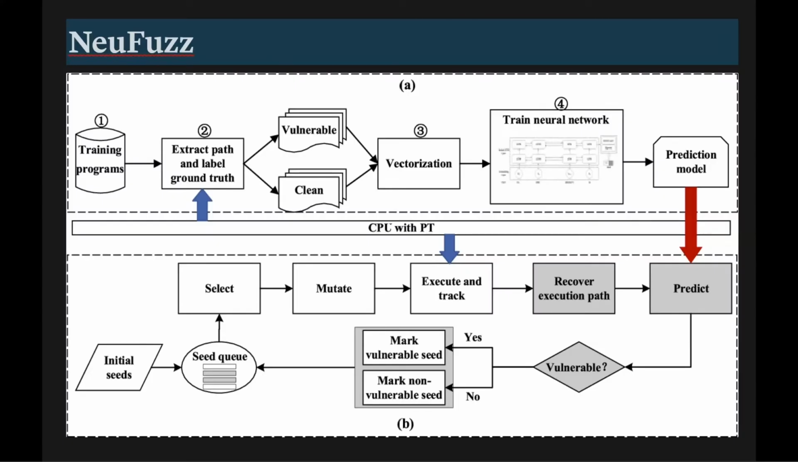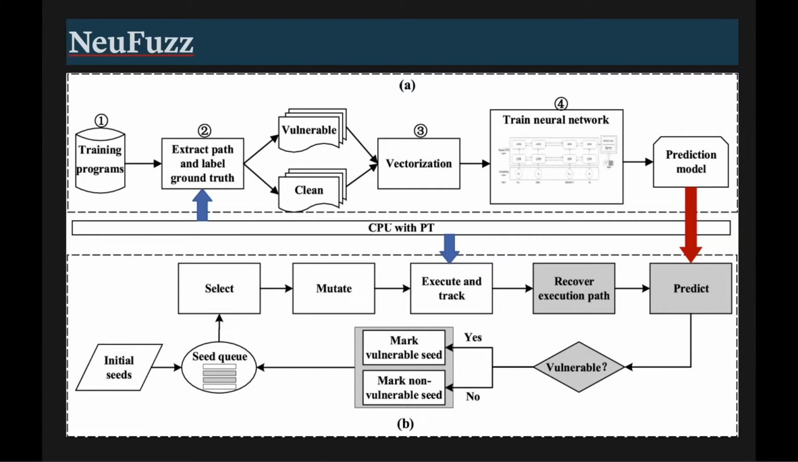The first fuzzer that I studied was called NuFuzz. It's a predictive model trained on binary programs included in the LLaVA-M dataset. Execution paths of the programs are first instrumented to control flow graphs, then represented as vectors and labeled as clean or vulnerable. A neural network is then trained offline to predict if a program path contains a vulnerability.